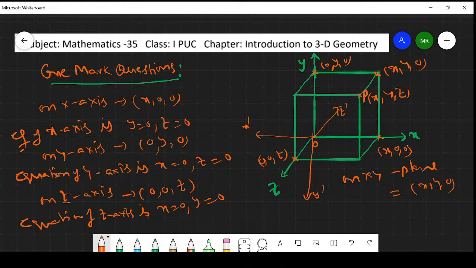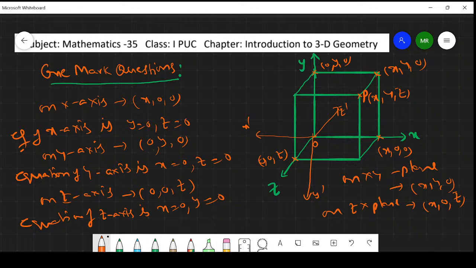On the zx plane, the point can be taken as follows. The xy plane is x comma y comma 0. On the zx plane, y will be 0, so I can write x comma 0 comma z.